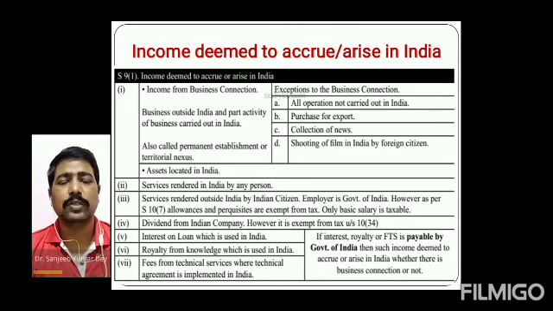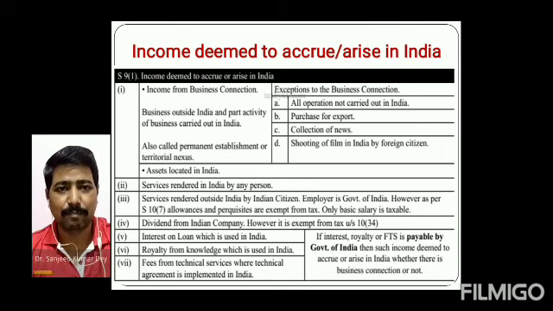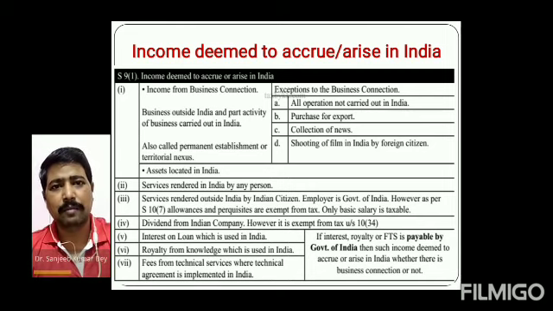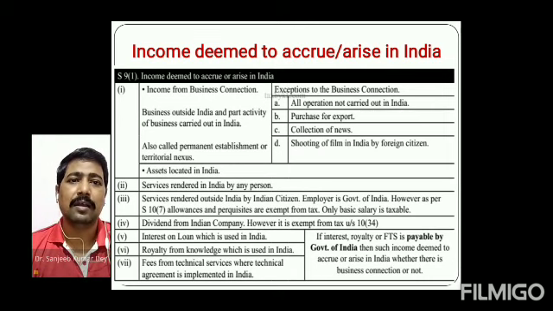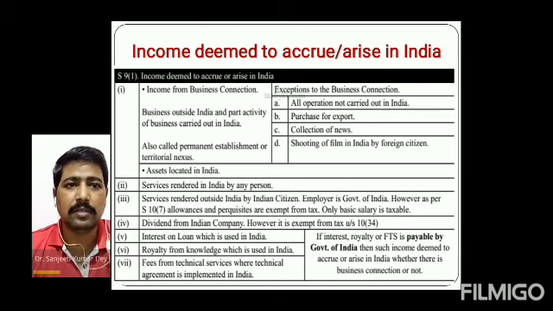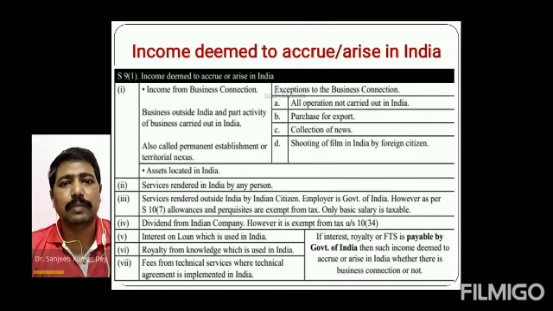Interest on a loan which is used in India is deemed to accrue and arise in India. Royalty from knowledge which is used in India, and fees for technical services where the technical agreement is implemented in India, are also considered income deemed to accrue and arise in India. If interest, royalty or fees for technical services (FTS) is payable by the Government of India, then such income is deemed to accrue or arise in India, whether it is in business connection or not.